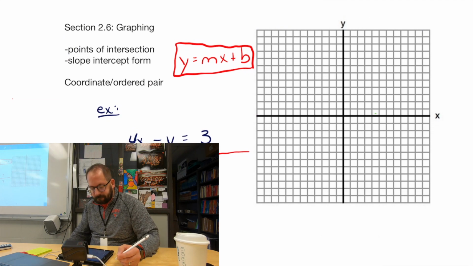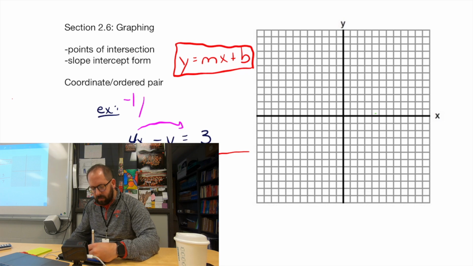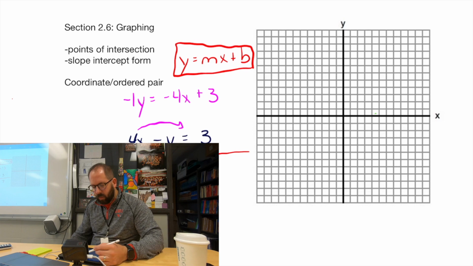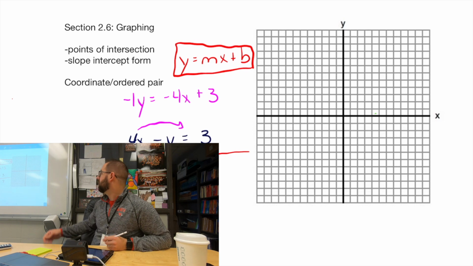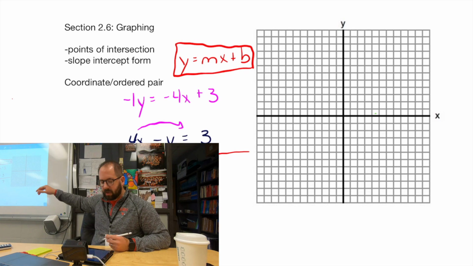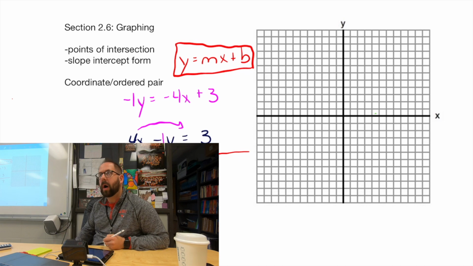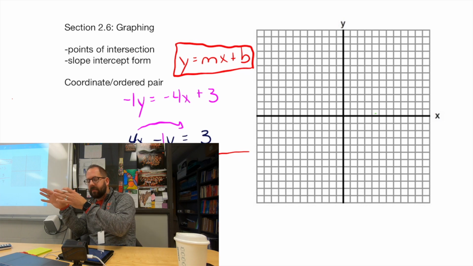All right, so I'm going to move this 4x over. If I move the 4x over, it becomes a negative 4x plus 3. And notice that I left that negative 1 in front of the y. It's still a negative sign, right? The negative sign was attached to the y. You can see it right here. That was a negative 1y. So when I move the 4x over, that negative didn't go away. Some people accidentally drop it off. That negative stays there. And now what we're going to do is divide everything by negative 1.